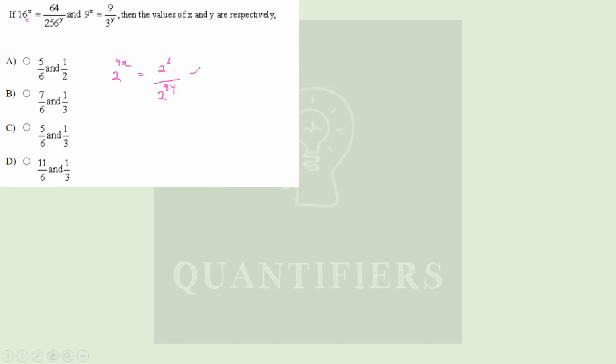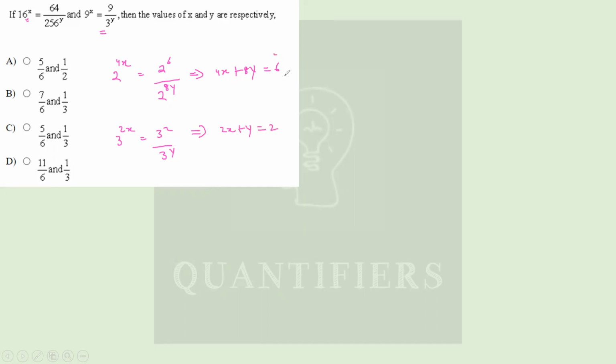Now if I simplify it, I hope all of you can do it. You will get 4x plus 8y is equal to 6. Similarly, let's look at the second equation. Everything is in terms of power of 3. So 3 power 2x is equal to 3 power 2 divided by 3 power y. From here, we'll get one more equation, that is 2x plus y is equal to 2.